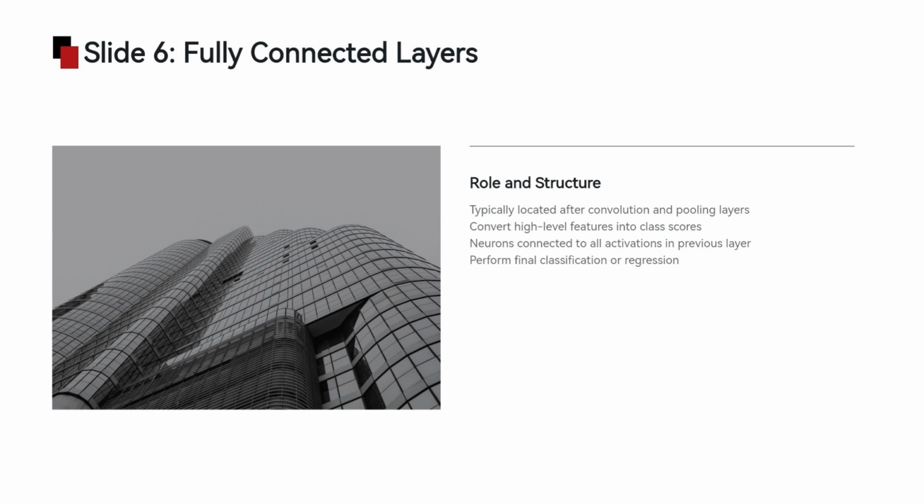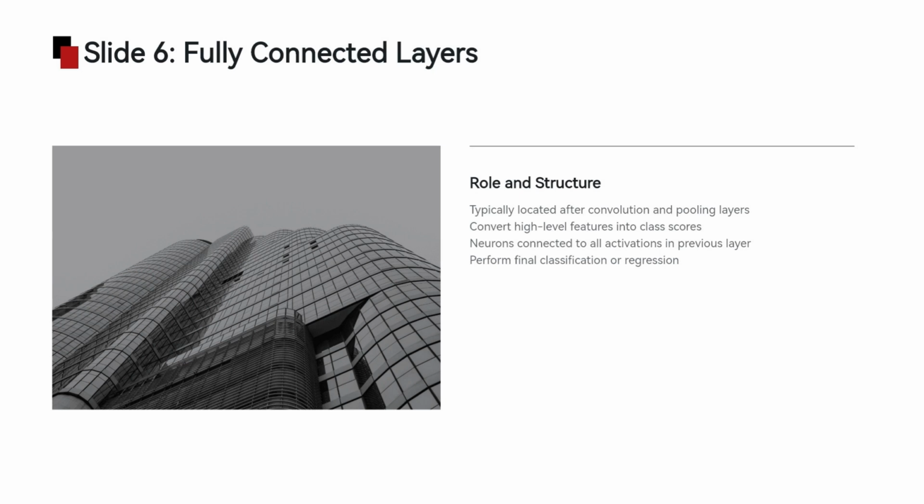These layers are similar to those found in traditional neural networks, where each neuron is connected to every neuron in the previous layer. The purpose of fully connected layers is to take the high-level features extracted by the convolutional and pooling layers and convert them into a final prediction or classification. For example, in an image classification task, the fully connected layer would take the features corresponding to the presence of various shapes, textures, and patterns, and combine them to predict the class label of the image, e.g., cat or dog.